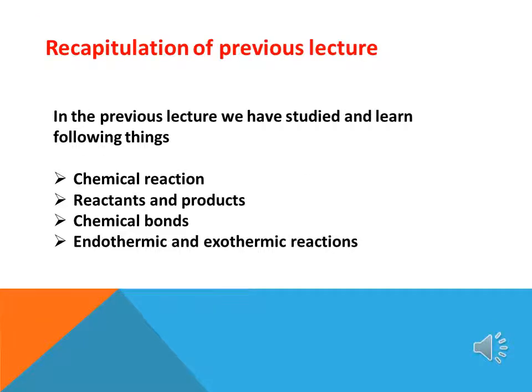My dear students, in today's lecture first we will discuss what we have studied in the previous class. In the previous class we discussed in detail about chemical reactions. How can we represent a chemical reaction? What is a word equation? We also studied components of a reaction, the reactants and products with their examples in detail. Moreover, we got the concept of chemical bond, in which we learned how atoms are held together in compounds. At the end we studied the difference between endothermic and exothermic reaction.